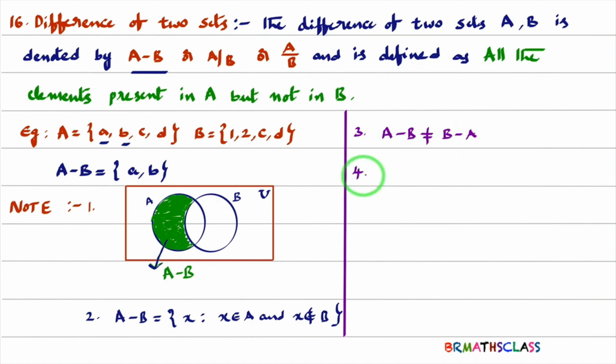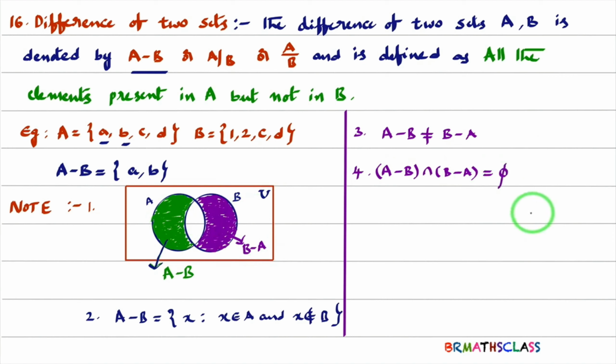Now fourth point, A minus B intersection B minus A. Where is the zone B minus A? What is this shaded part? This shaded part is B minus A. When it comes to their intersection, what are the elements which are common in both A minus B and B minus A? You can observe the sets A minus B and B minus A are both disjoint. There is no element common in both A minus B and B minus A. So A minus B intersection B minus A is the null set.